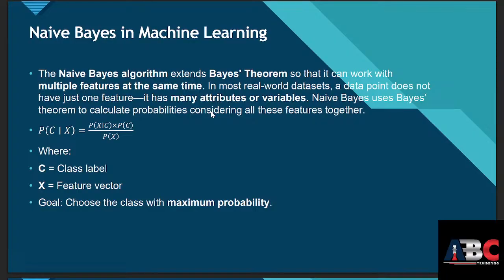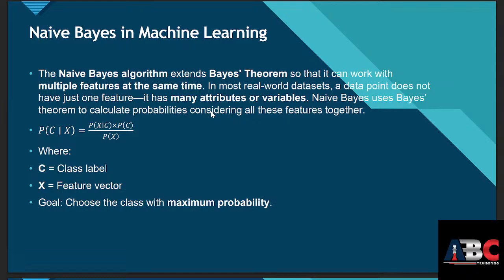In a sentiment analysis system, the classes might be positive, negative, and neutral. The algorithm calculates the probability for each class and selects the one with the highest probability. A feature vector is the collection of input features describing the data.